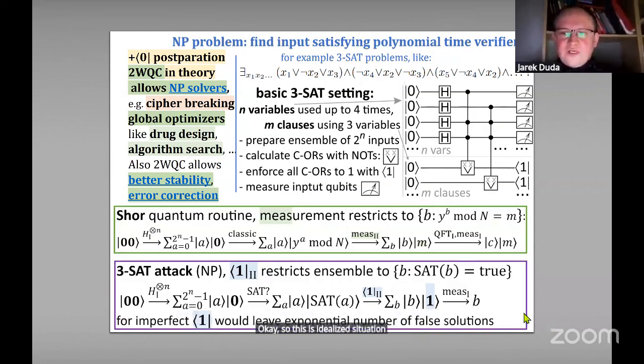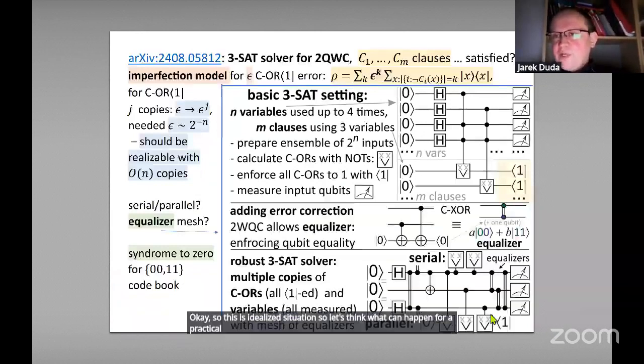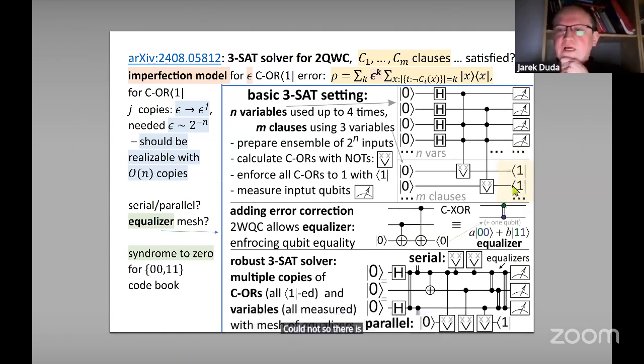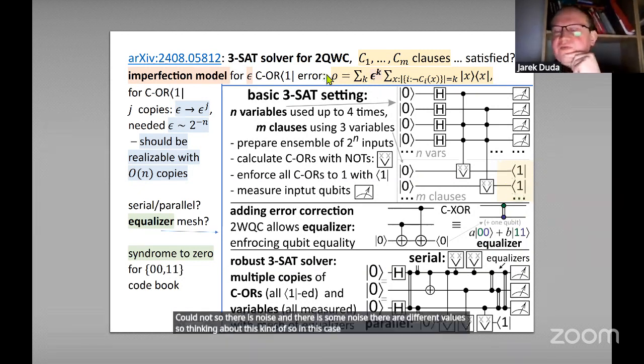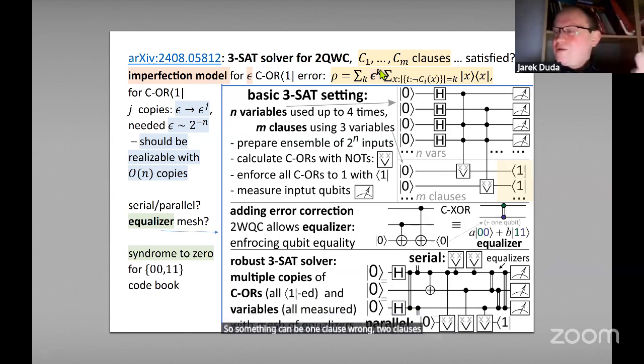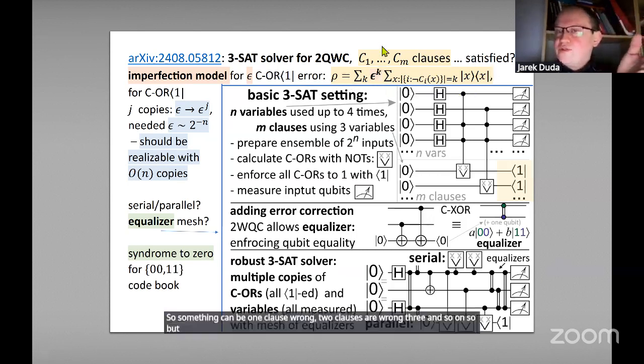Okay, so this is an idealized situation. Let's think what can happen for practical implementation. The main problem is that some of its alternatives can be wrong. This computer could lie. There is noise, and there are different values. So in this case, instead of having just the solution to our NP problem, we have this ensemble with epsilon being the probability of one clause being wrong. There can be one clause wrong, two clauses wrong, three, and so on. But the number grows exponentially usually here.